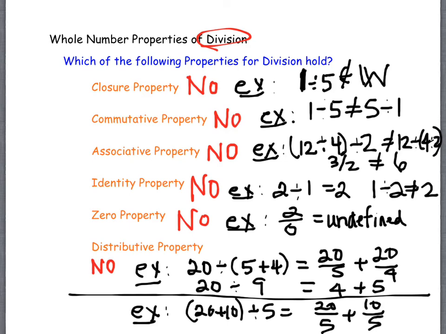All right, let's try it over here. What's 20 divided by 5? 4. And what's 10 divided by 5? 2. And what's 4 plus 2? 6. It's still 6. It's still not 7, yeah. Okay, so we get 6 on both sides.